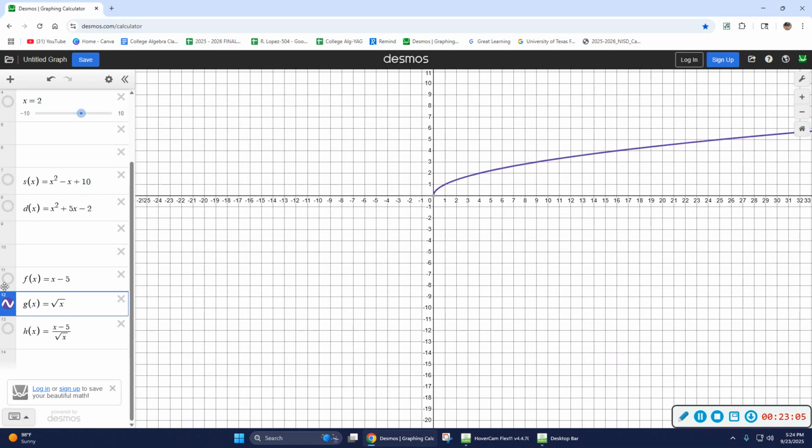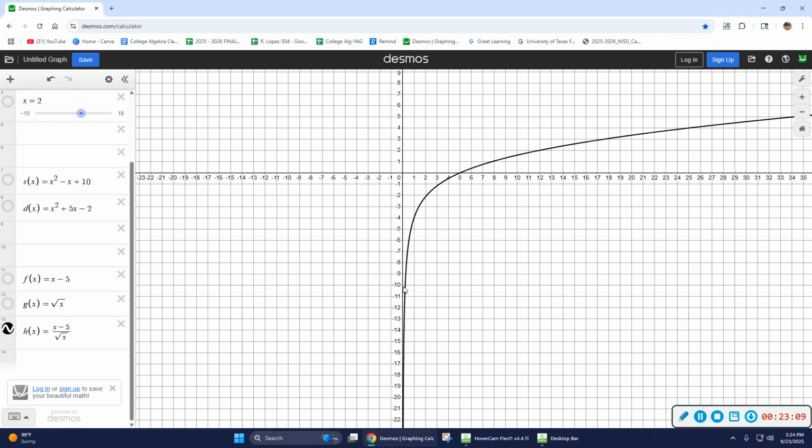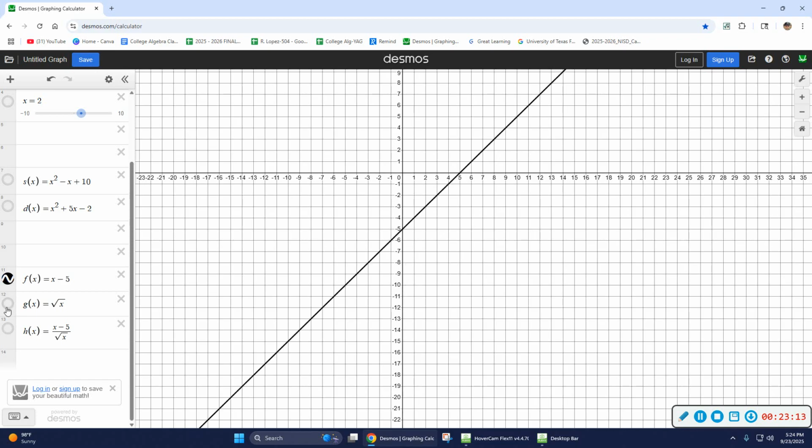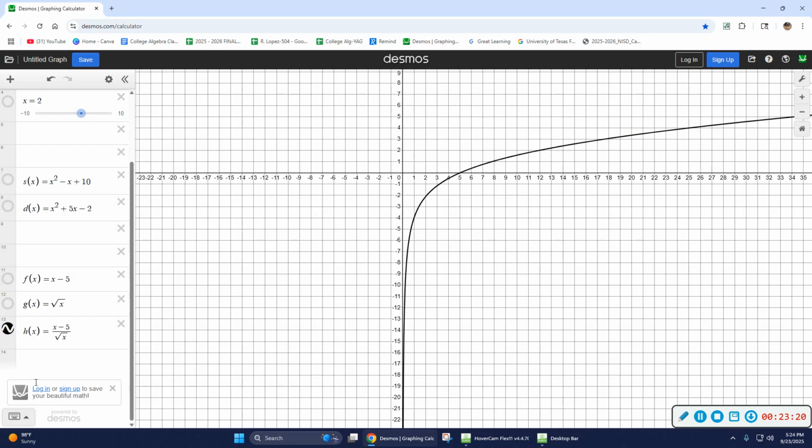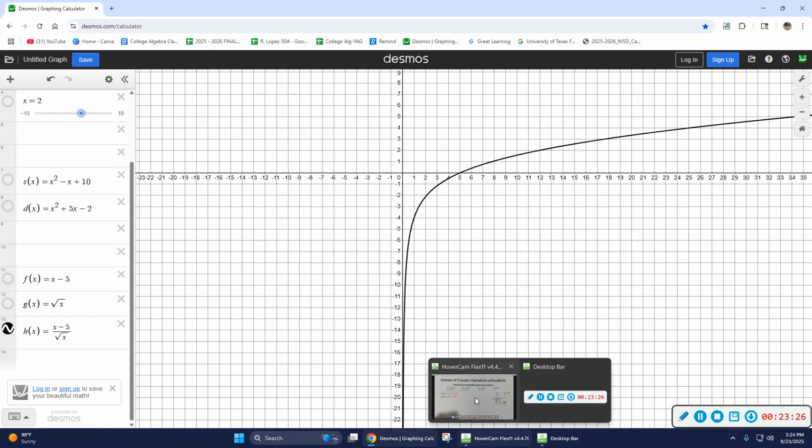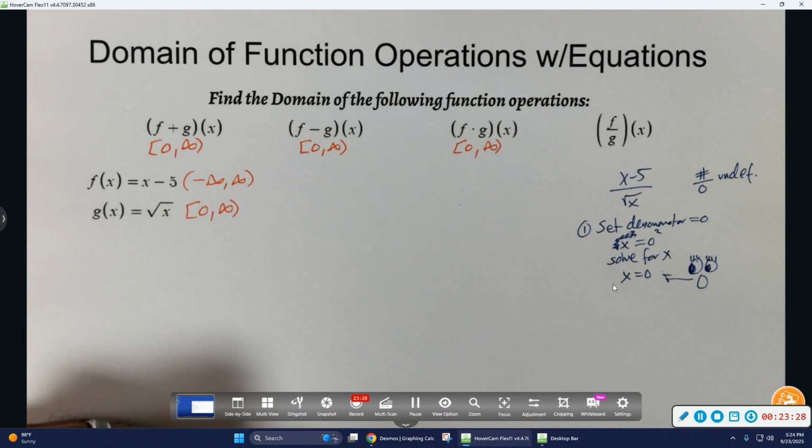When I graph the two functions being divided, look what happens here. It creates a curve. This function is a straight line. Then we have a square root, which is a slight curve. And when I divide them, I get this curve. Now, what's the domain here? We said, pay close attention to 0. What happens at 0?